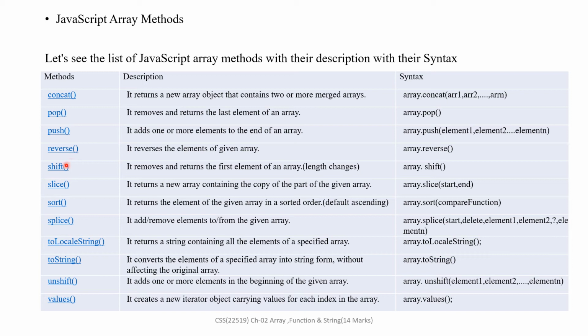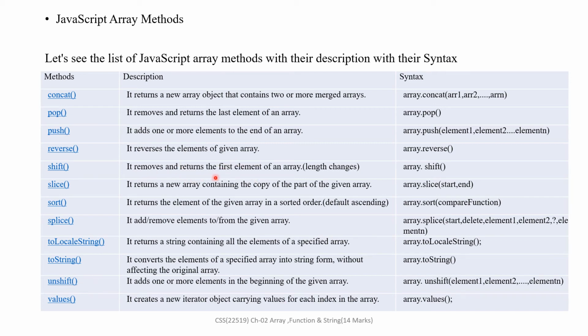Now the next method is the shift method. The shift method removes the first element from the array. It removes and returns the first element of an array, so the length will also be changed. array.shift. See here, the pop method removes the last element of an array, but the shift method removes the first element of an array. That's why the length of the array changes.